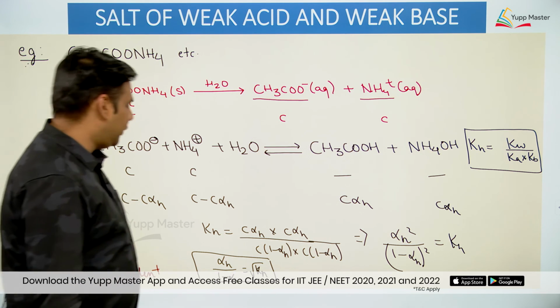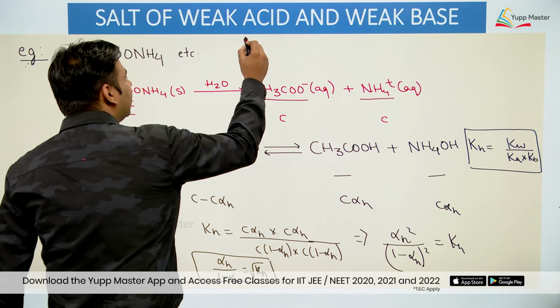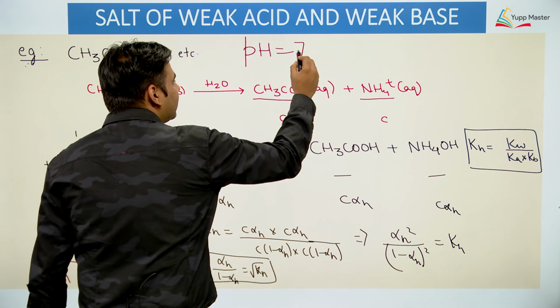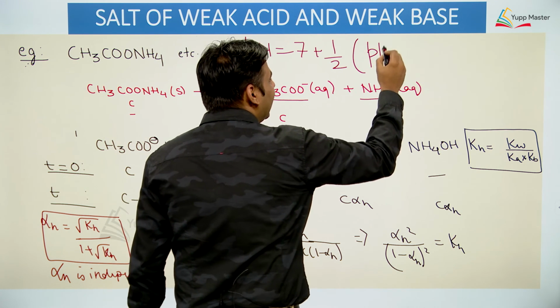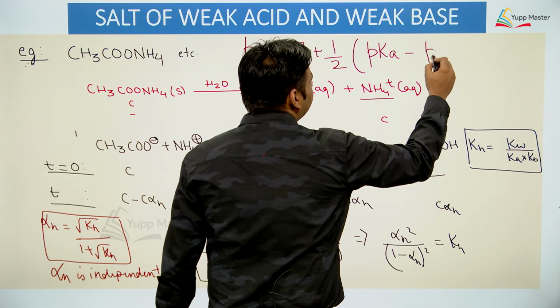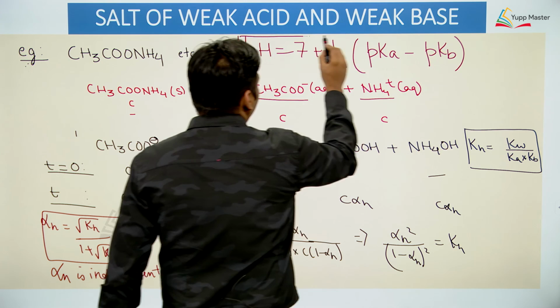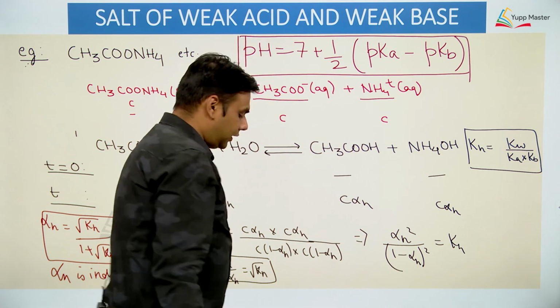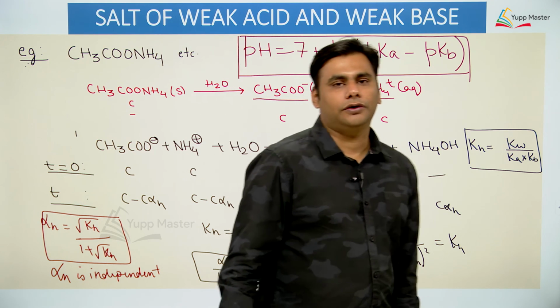So if you find the pH of this solution, I will just quickly write this, we will cover this tomorrow. So pH of this solution would be 7 plus half of (pKa minus pKb). How this came, we'll discuss tomorrow. So we have covered all the 4 types of salts over here. Tomorrow we are going to cover amphiprotic ion, and from there we'll start solving questions.